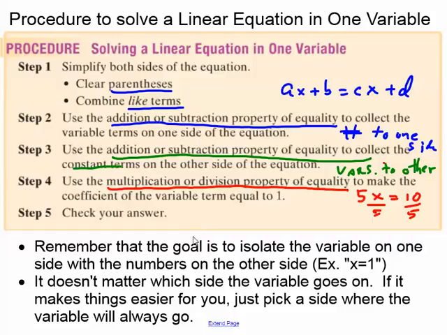Keep in mind, the goal is always to get x equals some number, and not only x, but 1x equal to some number. Step four is where we get the 1x, dividing by the coefficient if it's not 1. The last bullet is that it really doesn't matter where the variable goes. If we have variables and numbers on both sides of the equation, don't be so concerned about putting your x on the left or on the right. As long as the variables are on one side and the numbers on the other, you're all set to go.